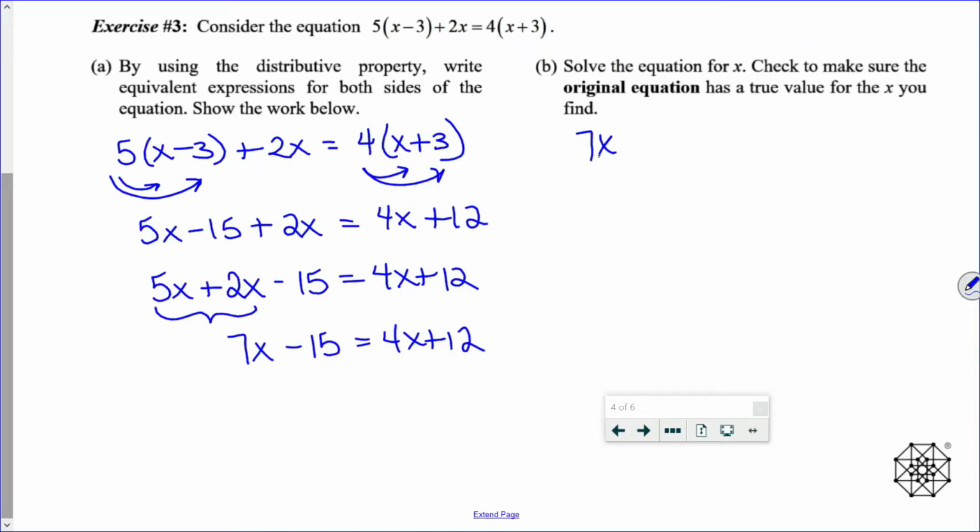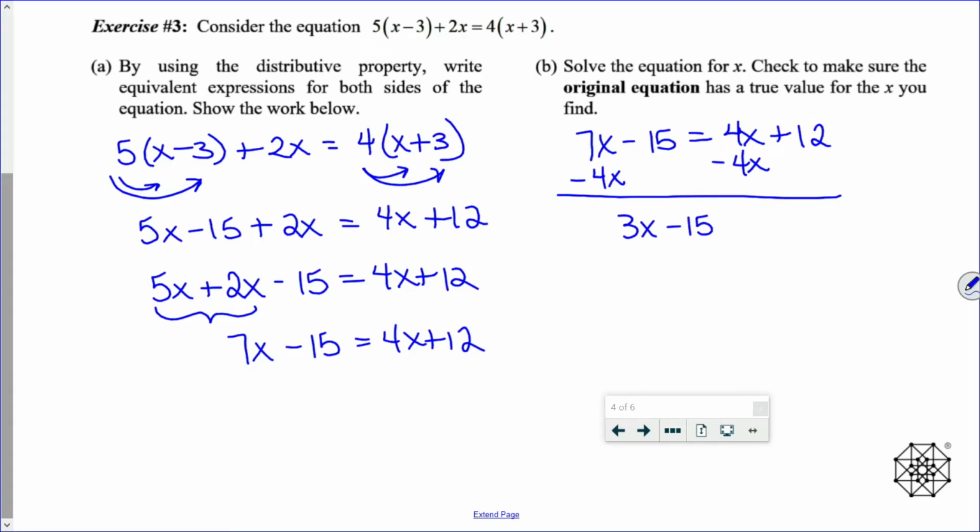Right? So I'm going to write down that equation. It's not my original equation anymore, but it's my simplified one. And the first thing I'm going to do is subtract 4x from both sides. 7x minus 4x is 3x, and I get 3x minus 15 is equal to 12.